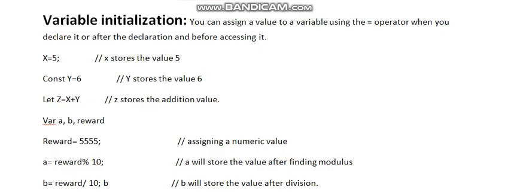So here x, y and z are known as the names of the variables, which can also be known as identifiers, and 5, 6 and x plus y can also be known as literals. Another example I have shared is that we have declared three variables in the same line of code and we have assigned a numeric value to reward. Now we are assigning values to a and b through the formulas reward modulus 10 and reward divided by 10. After these calculations, the answers will be stored in the variables a and b.